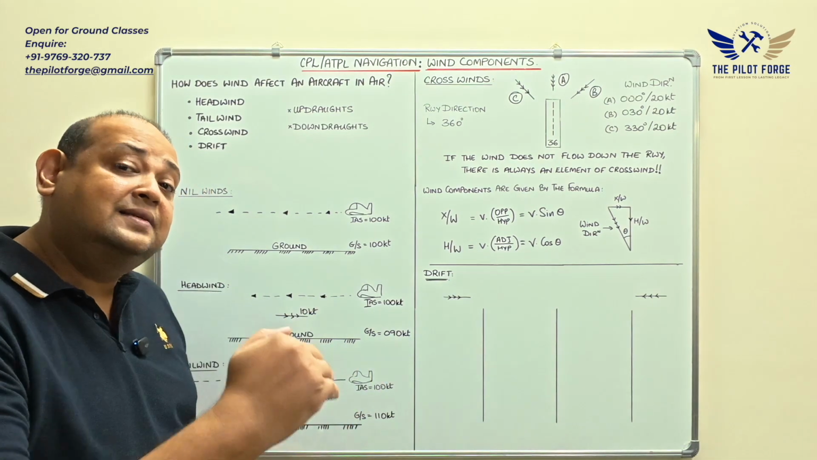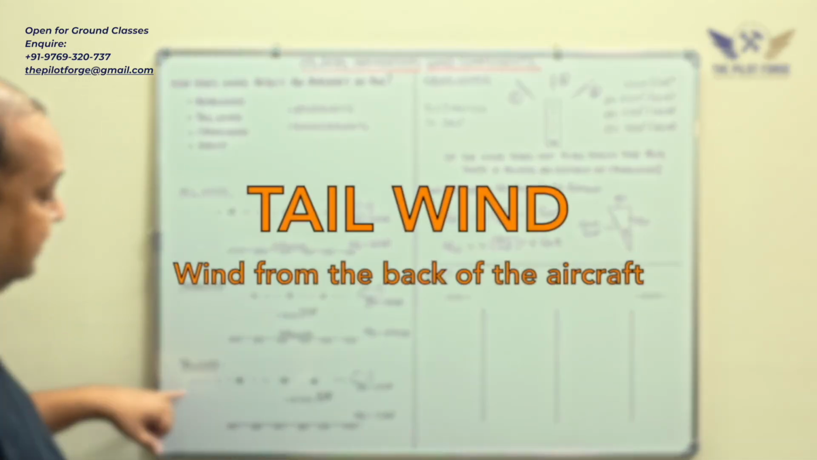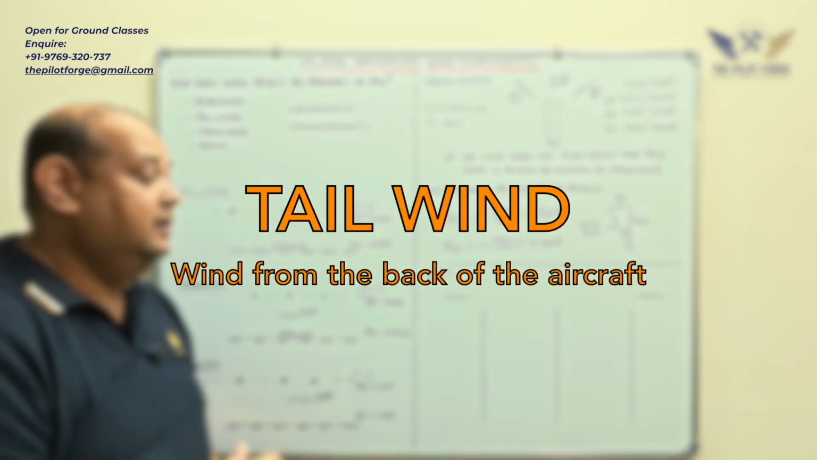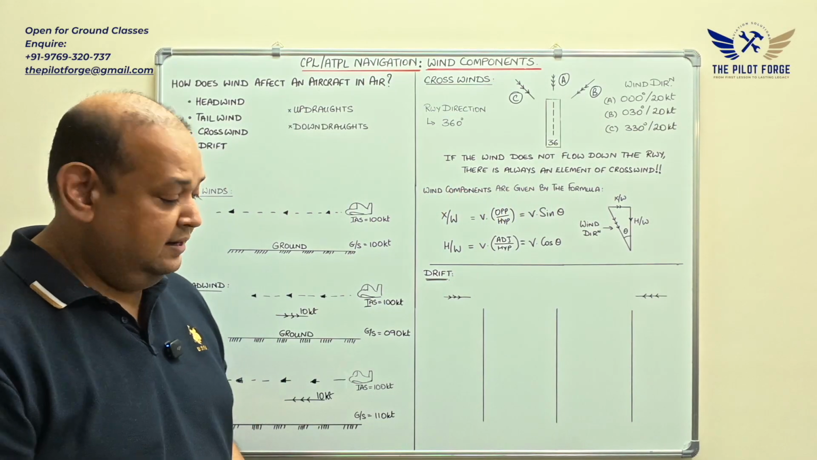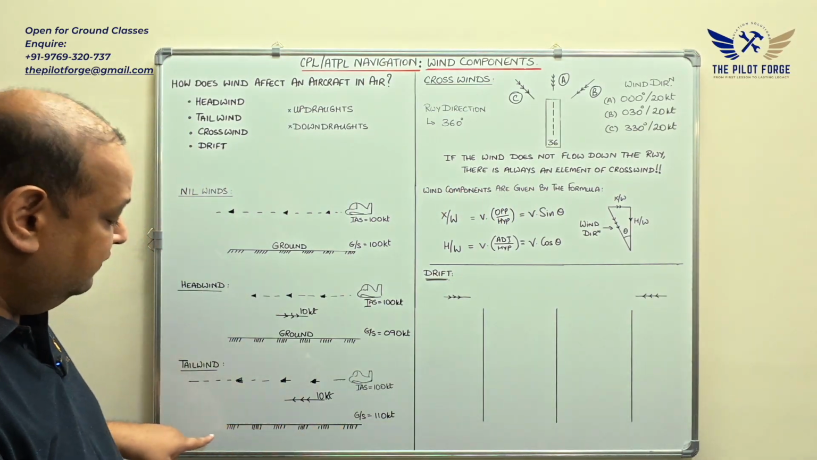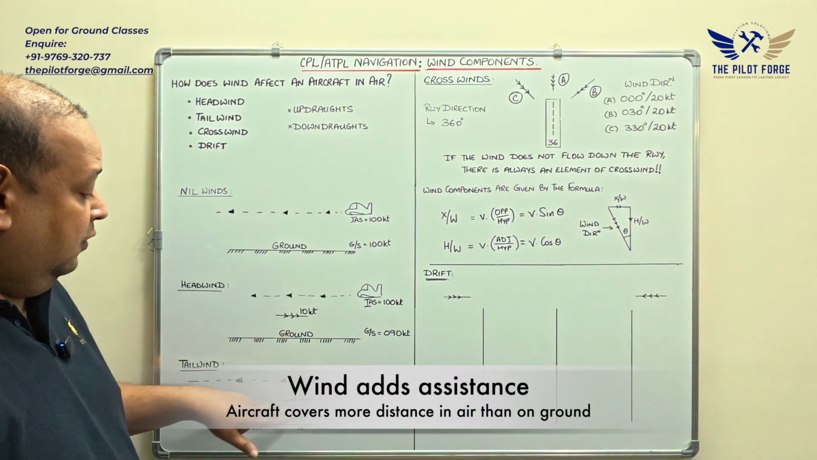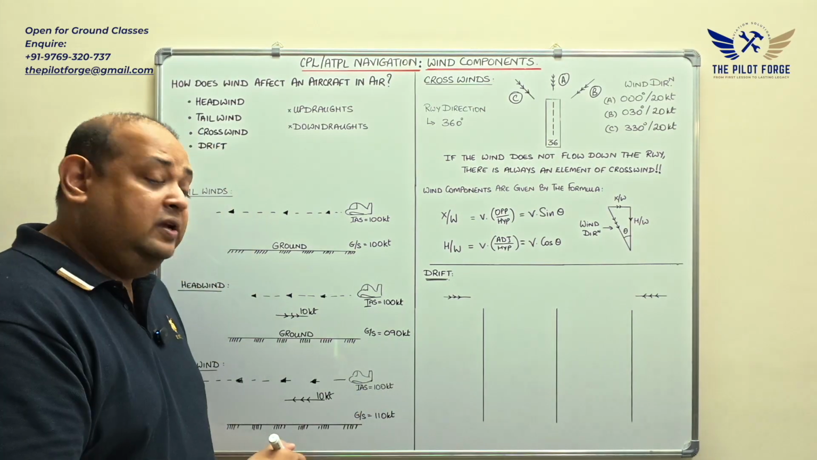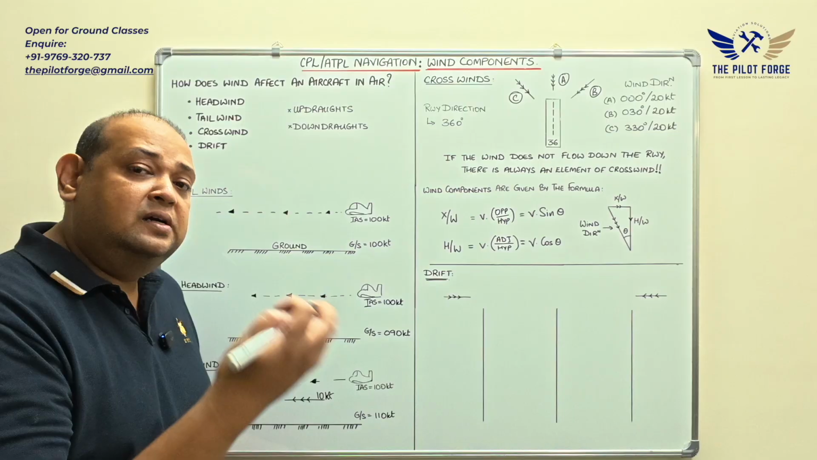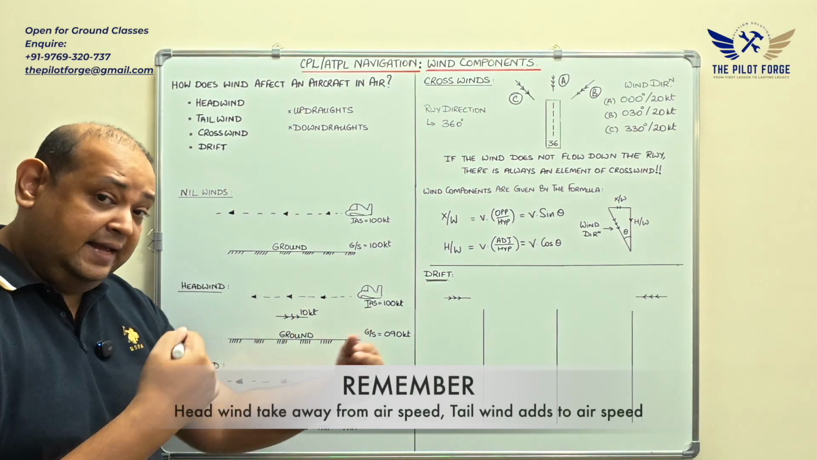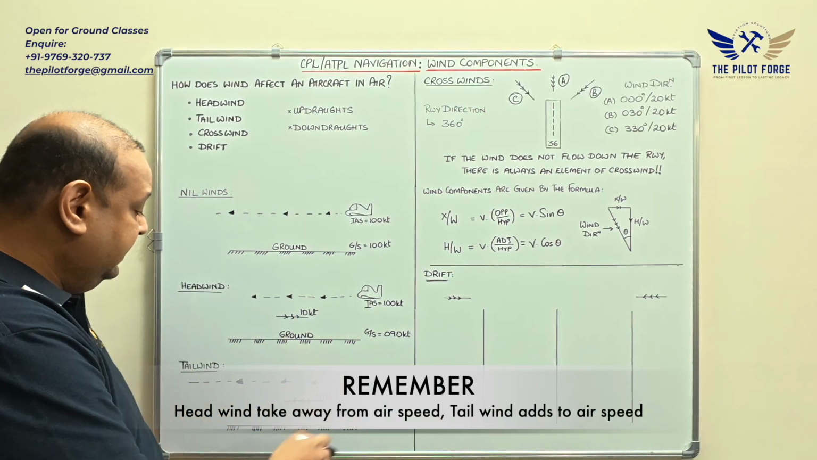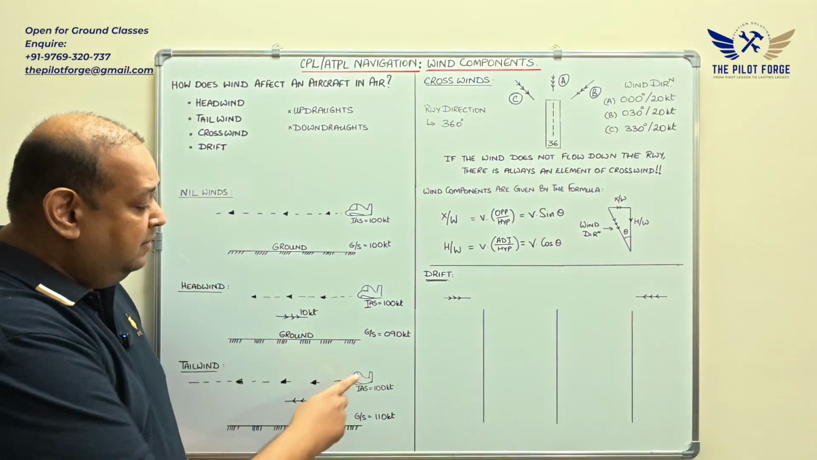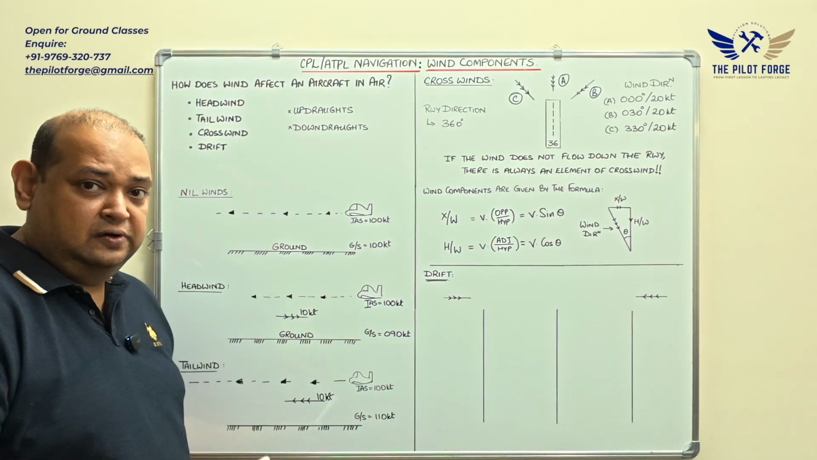You will cover less distance in a headwind. In a tailwind, it is a pushing effect. It adds to your indicated airspeed. Therefore, you end up traveling a larger distance. Now, how much? 10 knots added to your indicated airspeed to give you 110 nautical miles per hour. Headwind takes away from the airspeed, and tailwind adds to the airspeed. Make sure you remember this for the rest of your life.